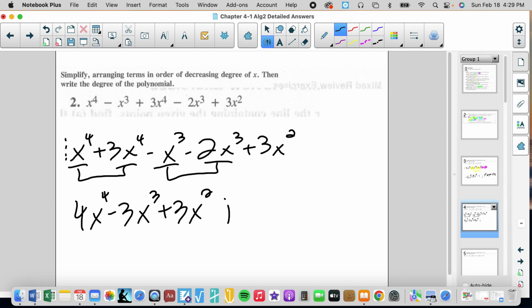And that is considered a fourth degree polynomial.